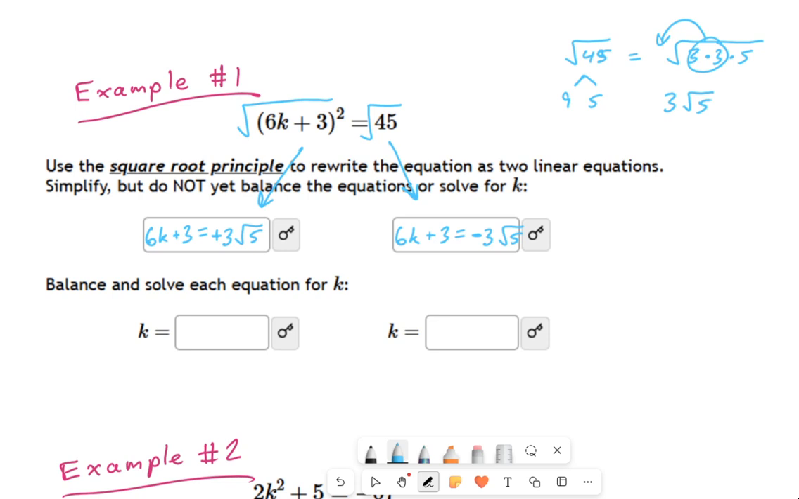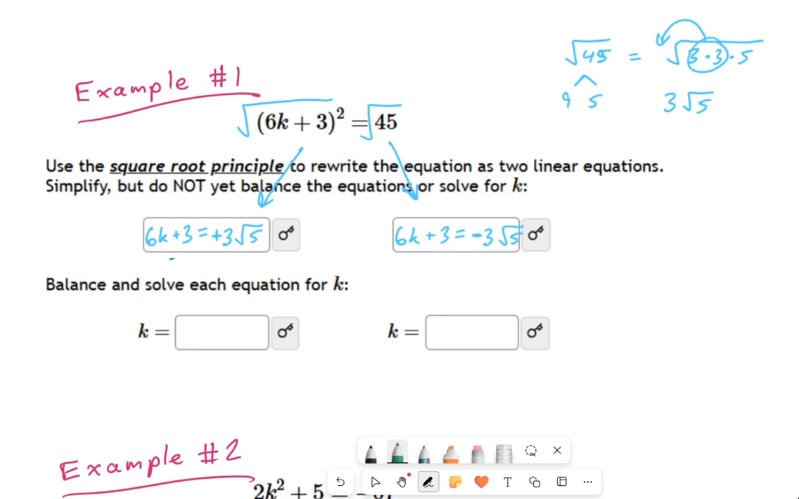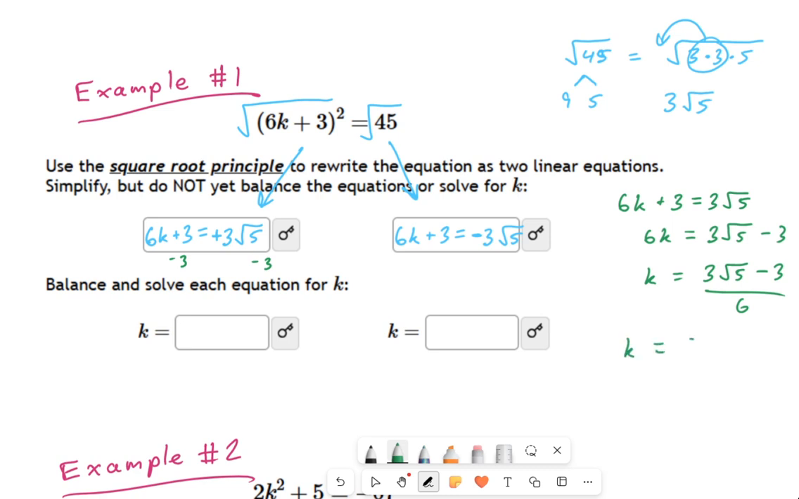So step 1 is done. You now have two equations. And what you need to do in the next step, and I'll show this in green just so you can see, is we're going to minus 3 from each side. I don't have room there, so I'm going to write it over here on the right margin. It's going to be 6k plus 3 equals 3 radical 5. I subtract the 3. I get 6k equals 3 radical 5 minus 3. And now I divide each side by 6. So that's 3 radical 5 minus 3 divided by 6. Make sure to simplify. So that's going to be radical 5 minus 1 divided by 2. And that's my answer for the left side.